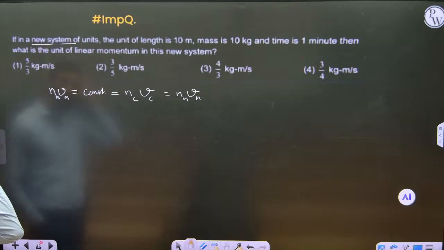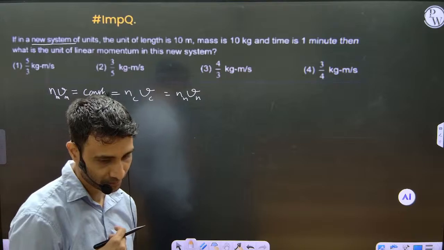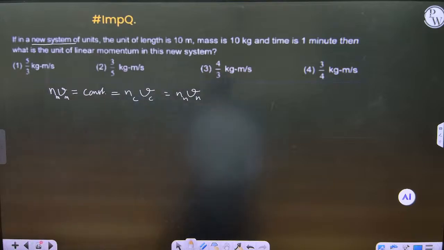So how will you go about it? Take some time to think how you'll go about this question. You have to apply the same logic that we have been doing.